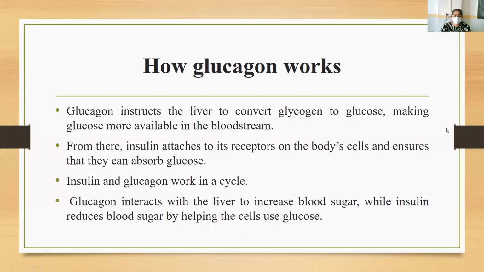place, and it ensures that cells absorb glucose, and thus we now understand that insulin and glucagon work in a cycle. Glucagon interacts with the liver to increase the blood sugar, while insulin reduces the blood sugar by helping the cells use glucose. This is the summary of what really happens, the last line. So that finishes whatever we have done.